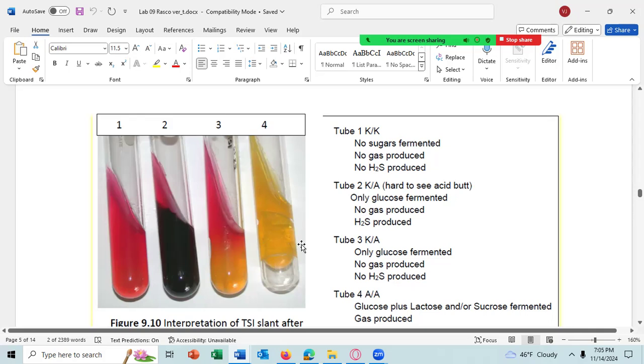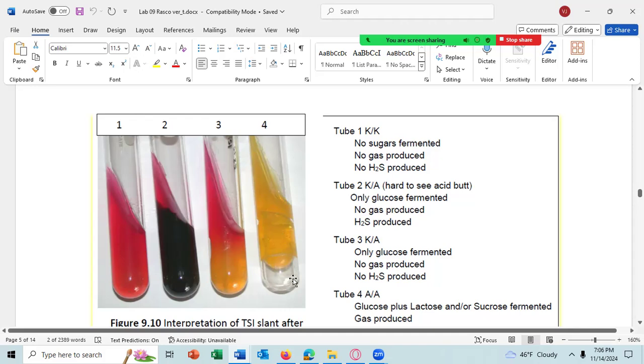Glucose will always be fermented because that's the base sugar. And because both are yellow, we're going to say plus at least lactose or sucrose, or maybe both of them are being fermented. We don't know if it's one or the other, but we know at least one, lactose or sucrose, or maybe both of them are fermented. And that's because both the slant is yellow and the base is yellow.